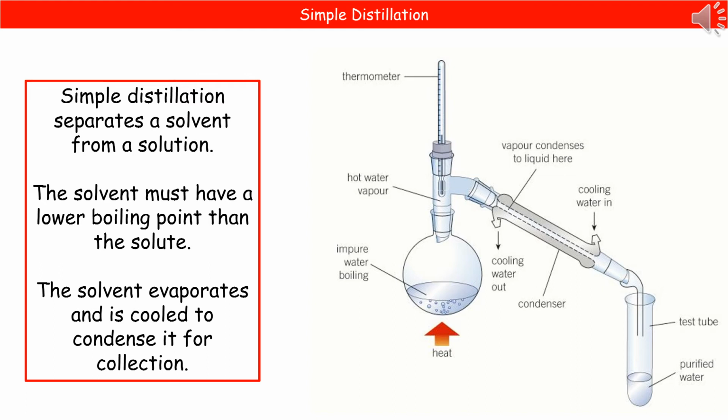So we use simple distillation to separate a solvent from a solution, and the key thing here is that the solvent must have a lower boiling point than the solute, so that when we heat it, the solvent evaporates, and then as it passes down the condenser, it gets cooled and condenses, and then we can collect that on the far side in our test tube.